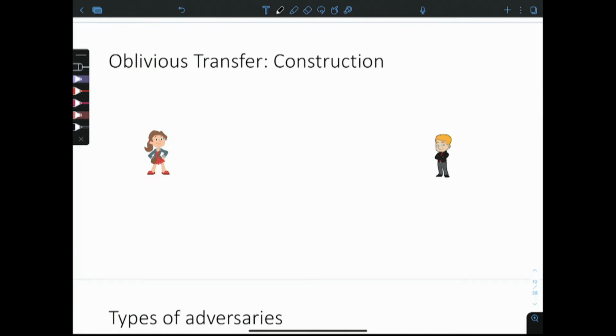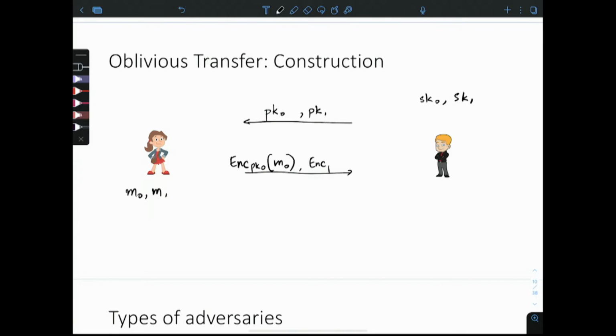Before that, let's just talk about a very simple way to try to construct oblivious transfer, using public key encryption schemes. A public key encryption scheme, which you've probably heard about before in this series, allows Bob to send 2 public keys to Alice and keep their corresponding secret keys with himself, so that Alice, who has messages M0, M1, can encrypt each of her messages under each of these public keys and send them to Bob.